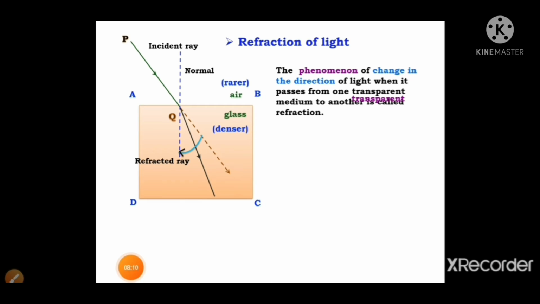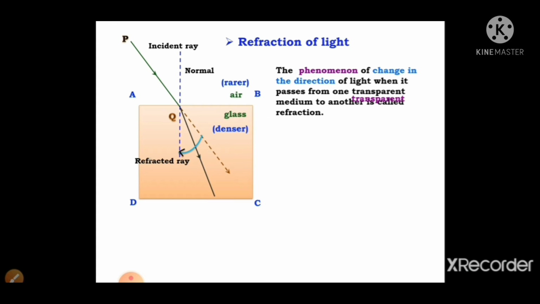Okay, now we have seen this definition. Once again, just go through this definition. The phenomenon of change in the direction of light when it passes from one transparent medium to another is called refraction. As I told, phenomenon means what? Occurrence, right?